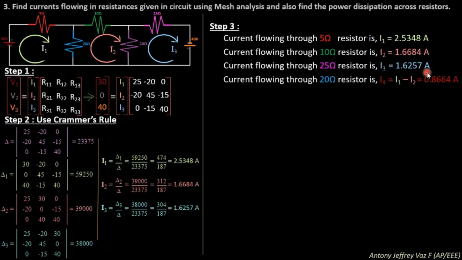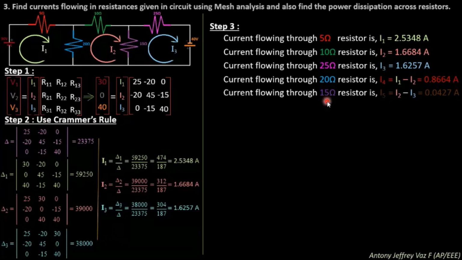Then what you need to do is find the current flowing through the 20 ohm resistance. To find the current, you see the current I1 is flowing in the clockwise direction, like this, whereas the current I2 is flowing in the anti-clockwise direction. So what you need to put is I1 minus I2, which is nothing but 0.8664 amperes. And similarly, for the 15 ohm resistance, the current will be I2 minus I3, which will be 0.0427 amperes. Very interesting. All these things are same as Kirchhoff's law. The only thing is you need to solve using matrix.